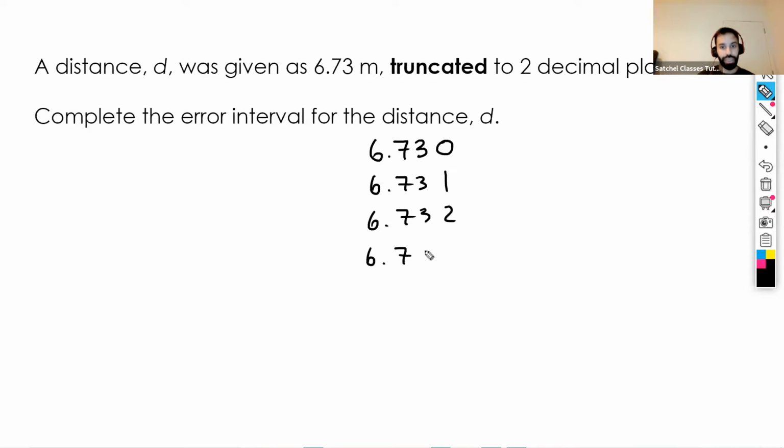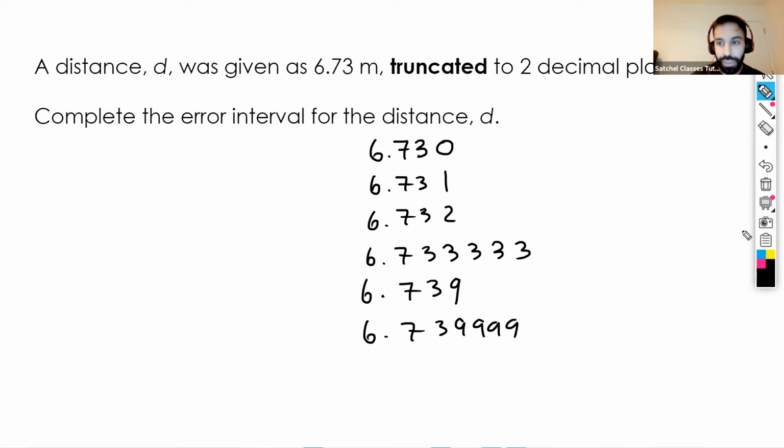Could have had 6.73333. We could have had 6.739. And we could have had 6.739999 recurring, and so on. All of these numbers, to 2 decimal places, if we were to truncate them and get rid of the 3rd decimal, all of these would truncate to 6.73.